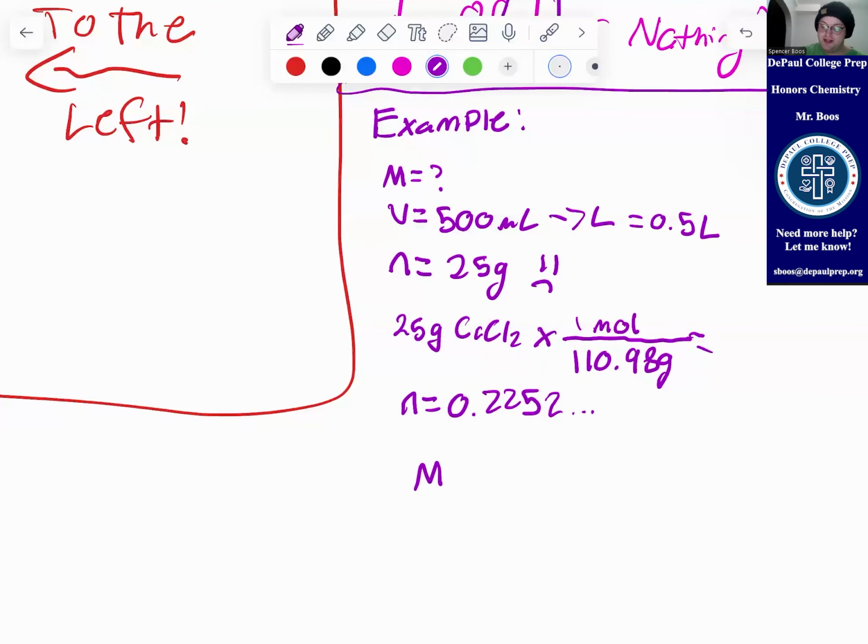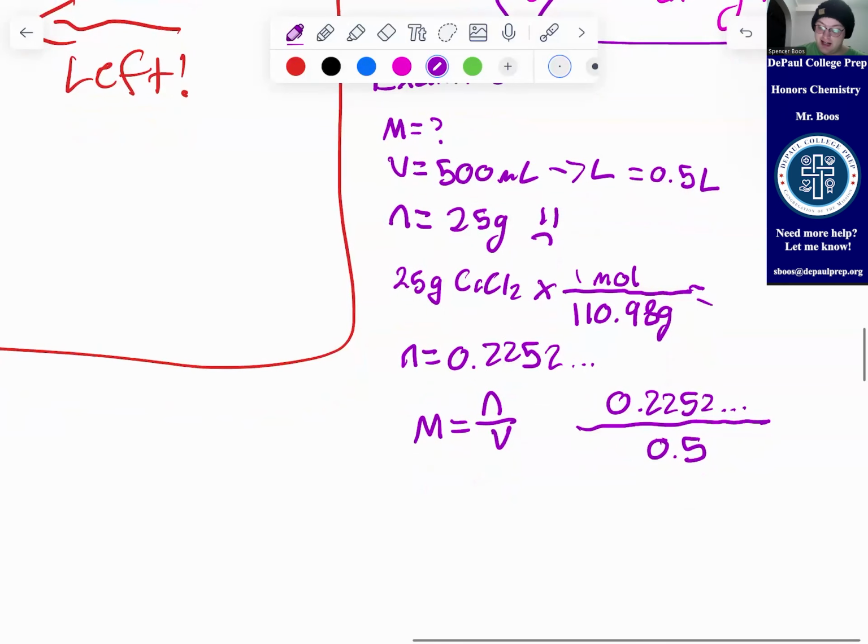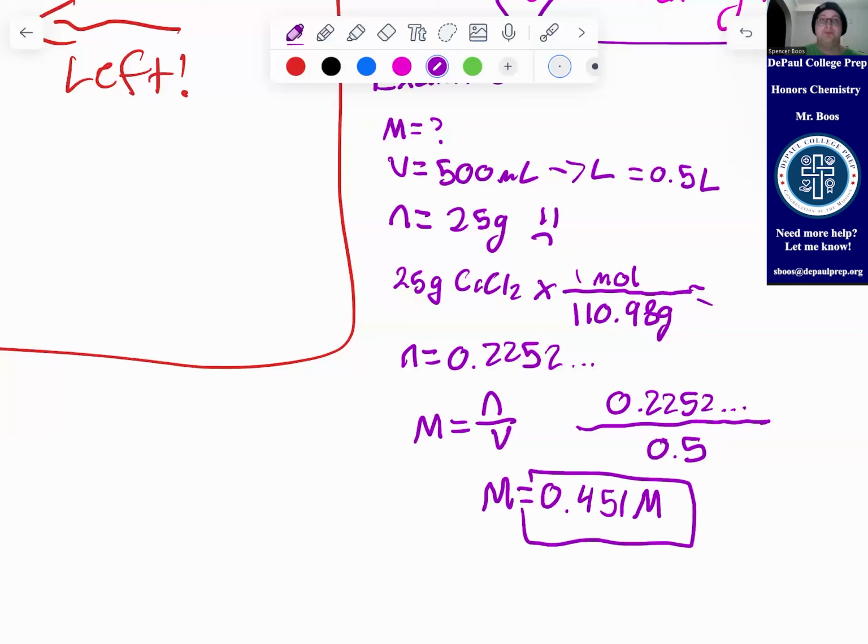So if M is equal to n over V, or molarity is equal to moles over volume, we've got 0.2252 and so on over 0.5 liters. So we just divide our answer by 0.5, and we get M is equal to 0.451 molar, which of course is our final answer.